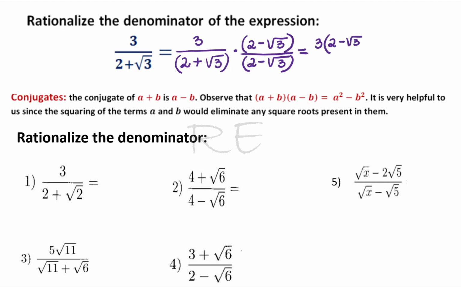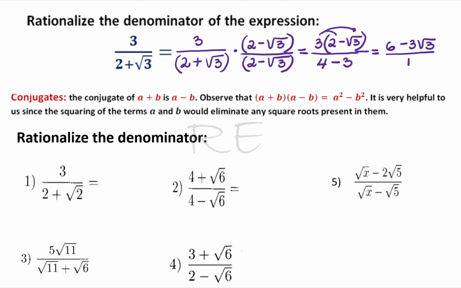The bottom part is a difference of two perfect squares. It's 2 squared, which is 4, minus square root of 3 squared, which is 3. The top is 3 times 2, which is 6, minus 3 square root of 3. And the bottom, the denominator, becomes a rational number, and it's 1.